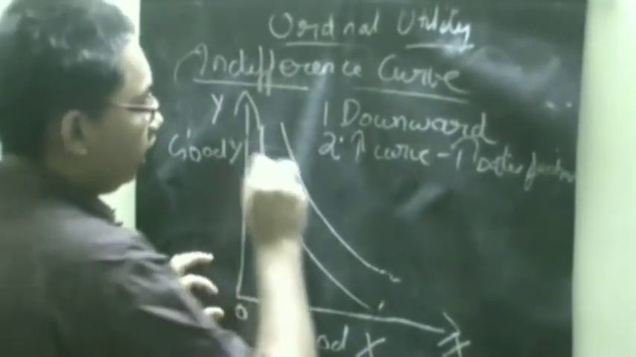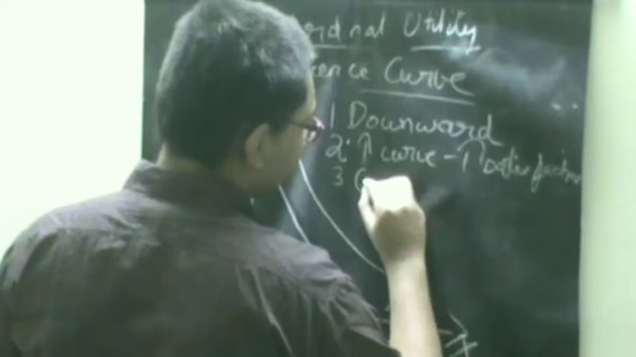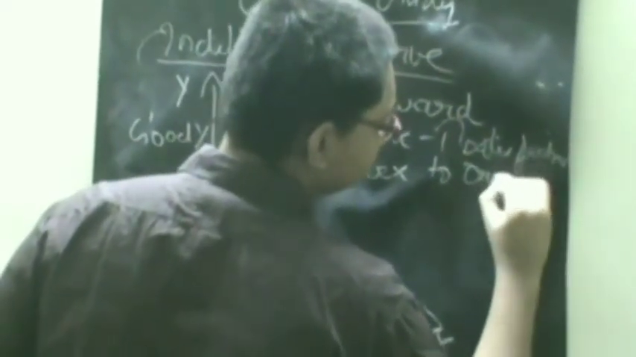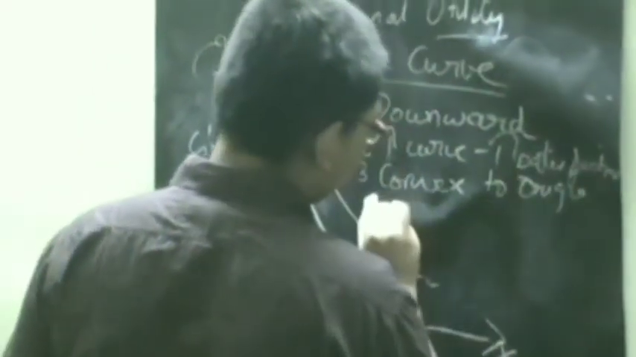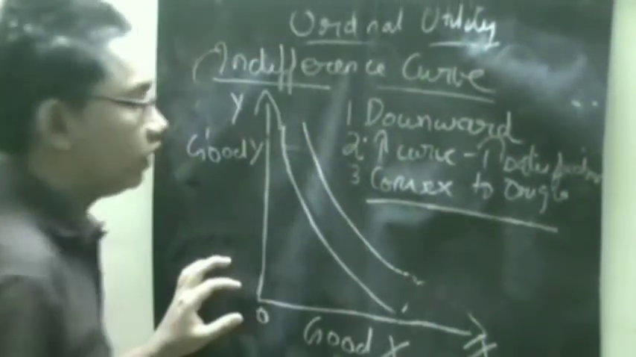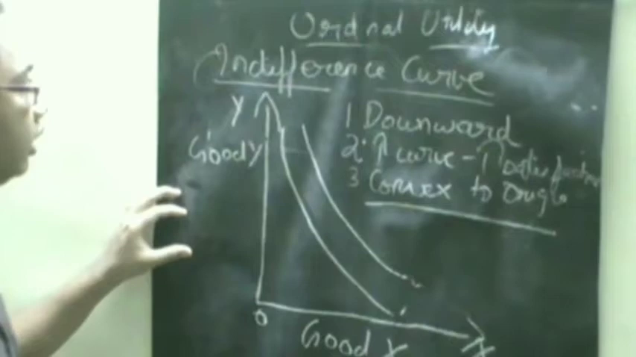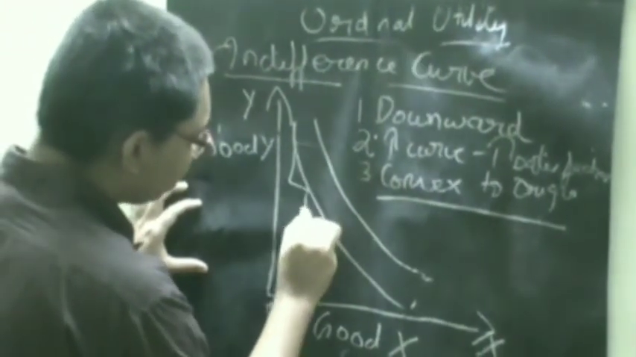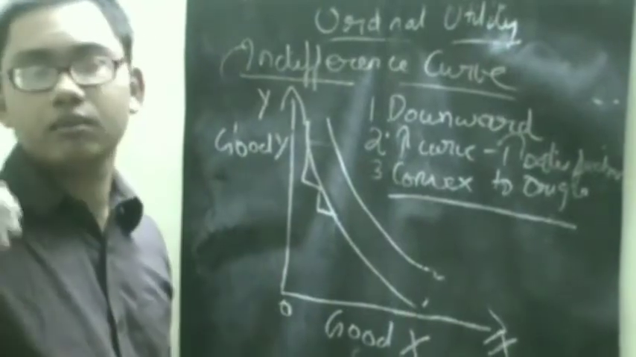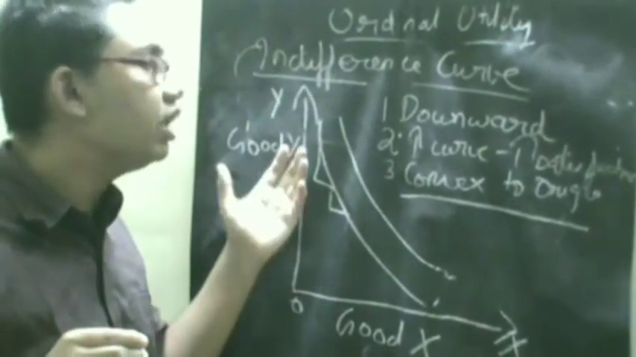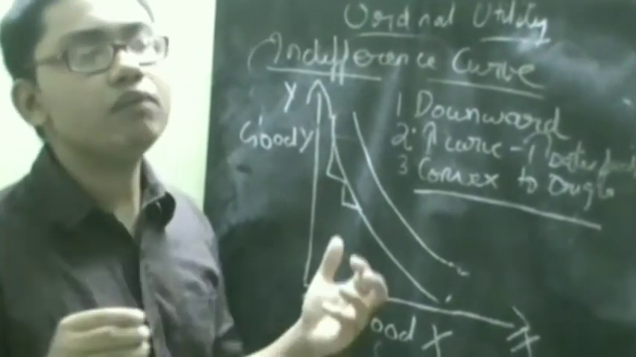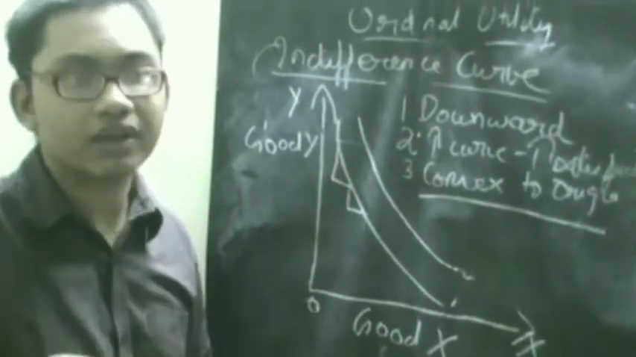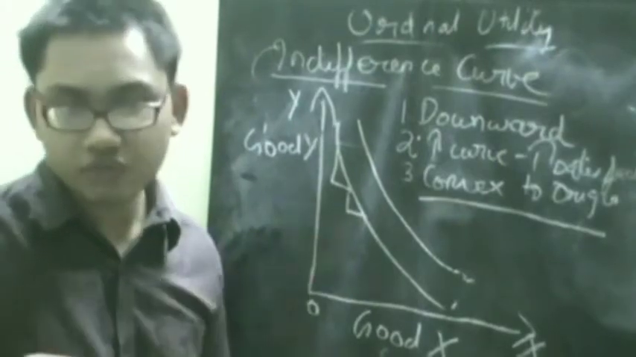Then it is convex to the origin. This is one of the basic properties of the indifference curve. See, why is this convex? Because the slope of the indifference curve is decreasing. Suppose in the beginning the consumer will be willing to give up 4 units of good Y in order to get 1 unit of good X. Why? Because the consumer is yearning for good X.